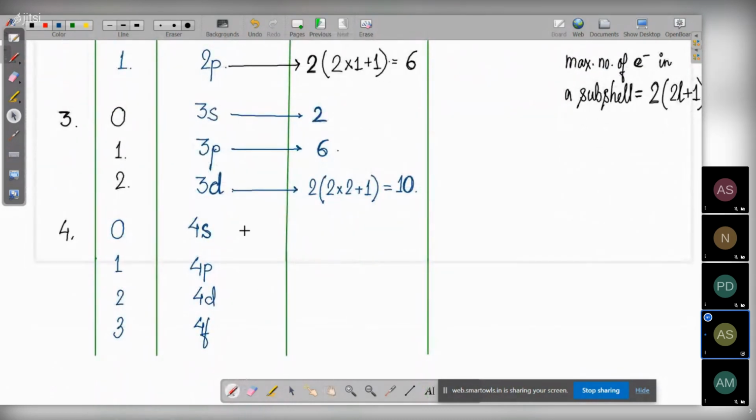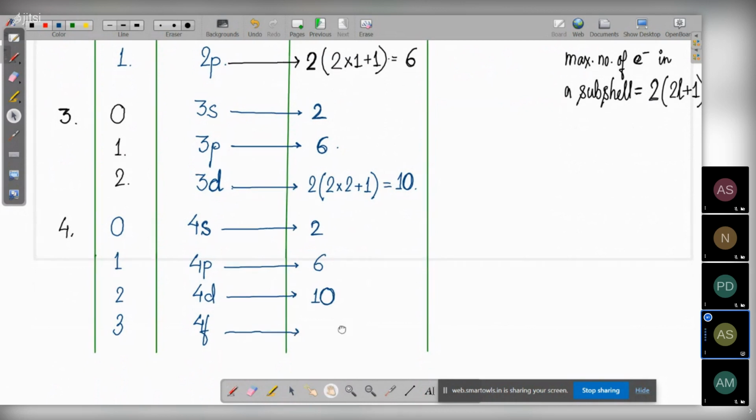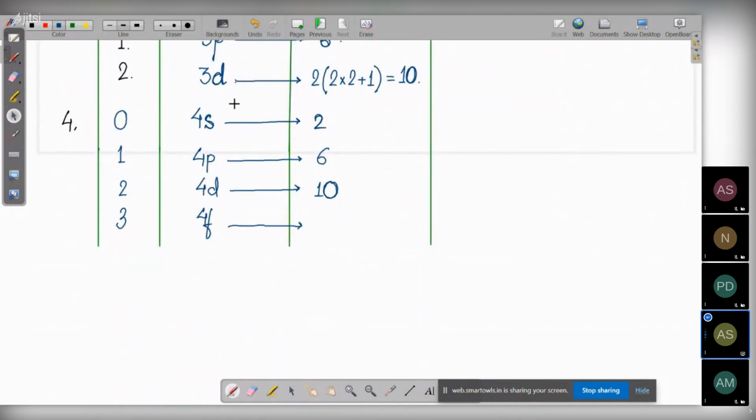Now let's do it for 4s. For 4s, 2 electrons maximum because it is an s subshell. Whatever p be there, for p it is 6 electrons maximum. For d subshell, 10 electrons at max. Because see, whether it be 3d or 4d, ultimately the value of L is the same in both cases. So that is why 3d has a maximum of 10 electrons, while 4d also has a maximum number of 10. Because over here, the max electron depends upon the L value. The max electron is dependent on the L value.